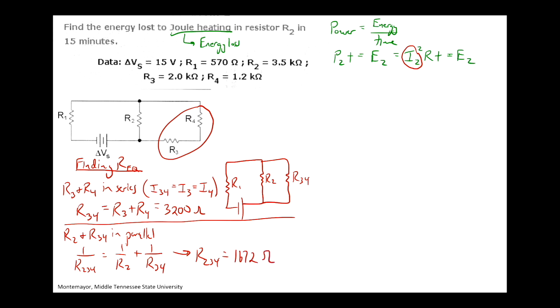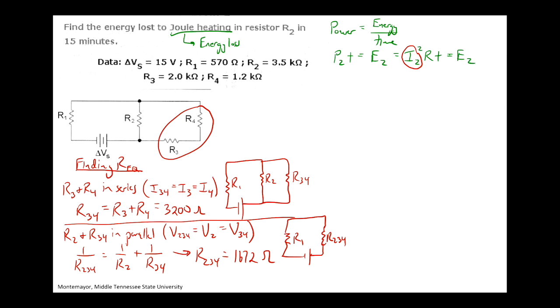And don't forget that resistors in parallel have the same potential difference across them, so I'm going to make a little note to myself that V234 is the same as the potential difference across 2, which is the same as the potential difference across the 3-4 combination. And now we just have R1 and this combination of R234, and our voltage source, and those are clearly in series with each other.